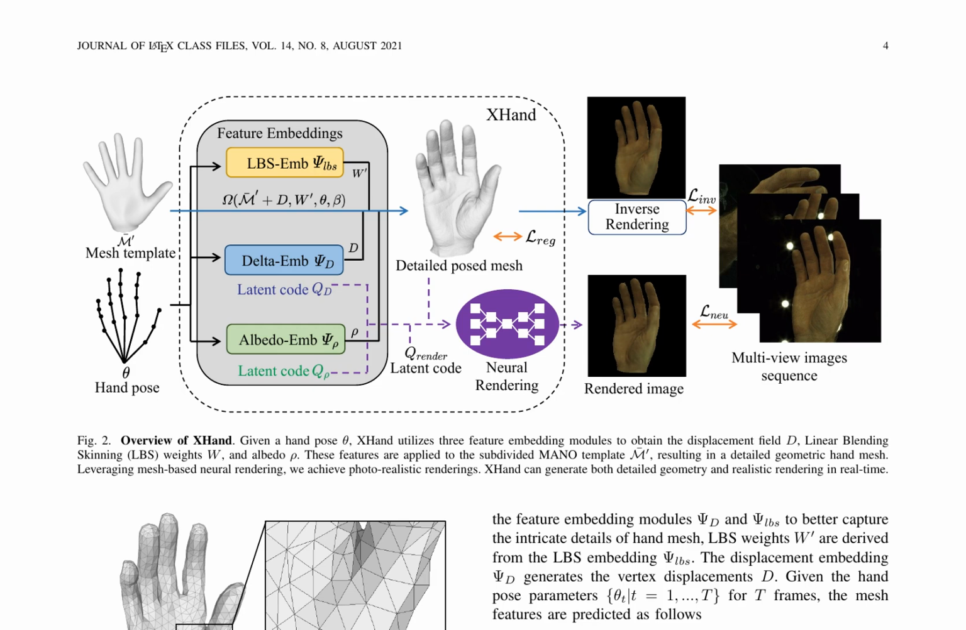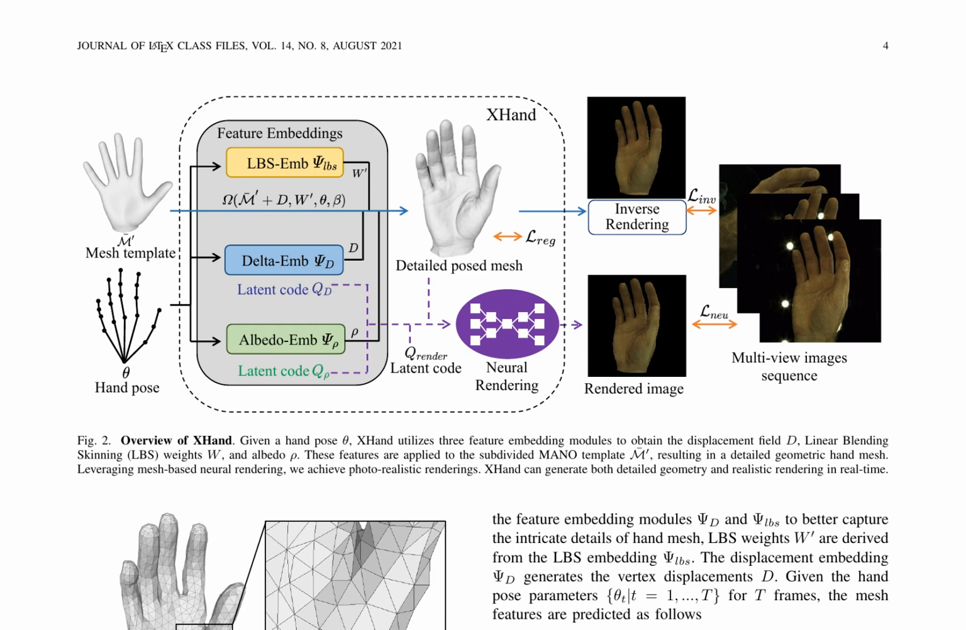The feature embedding modules, denoted as Psi-D and Psi-LBS, are designed to capture intricate details of hand mesh and LBS weights. The displacement embedding Psi-D generates vertex displacements, while the LBS embedding Psi-LBS derives LBS weights. These modules rely on average features of hand mesh and compute offsets of features in different poses. The mesh features are predicted using these modules, given hand pose parameters.